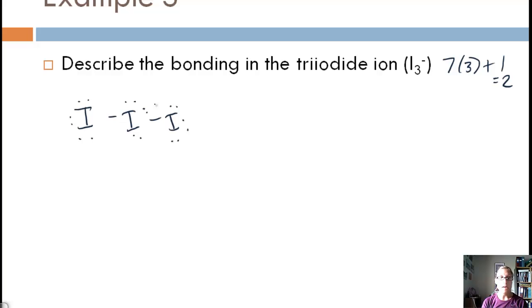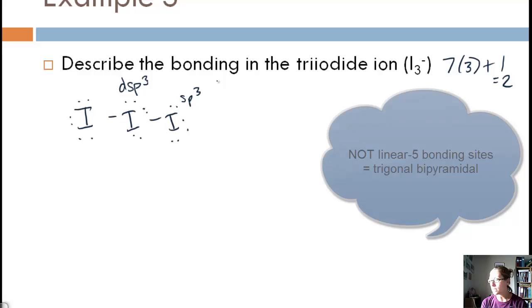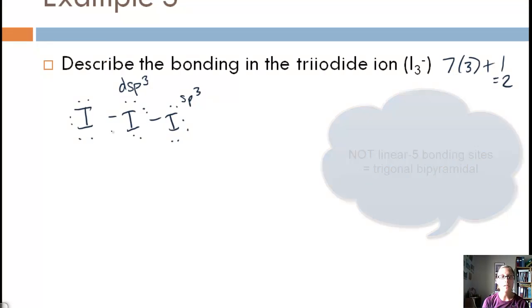So let's look at that central atom. The central iodine has 5 bonding sites, and so it is dsp3 hybridized. Now each of those outside iodines has 1, 2, 3, 4 bonding sites, and so these are all sp3 hybridized. Overall, this geometry we would say is linear because it's just those electron pairs that are around.